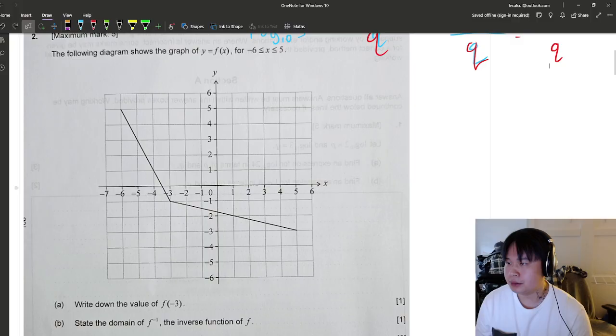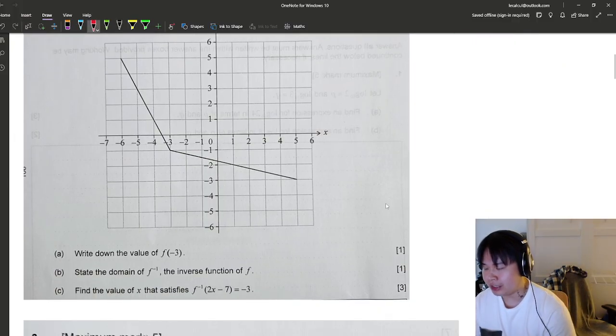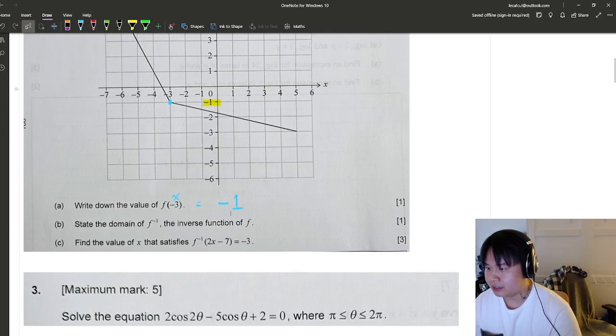Okay, question 2. We got this graph. Write down the value of f of -3. So then, straightforward, this is your x. They want you to find what's the y value at -3. So at -3, here's your graph right here. Your y value is -1.